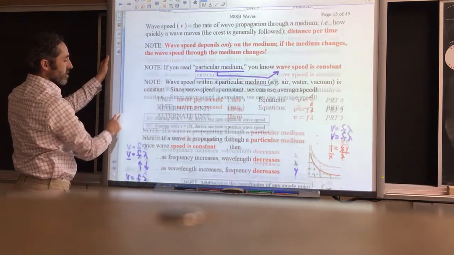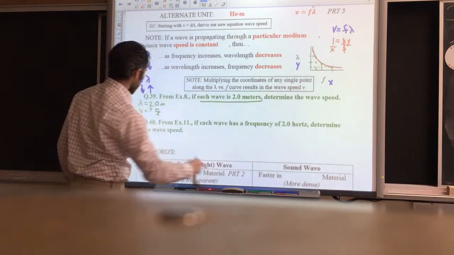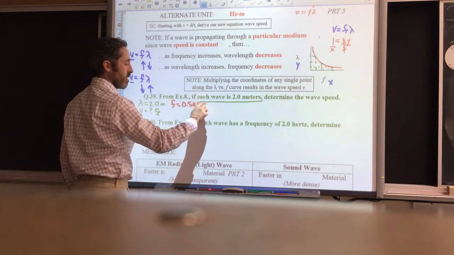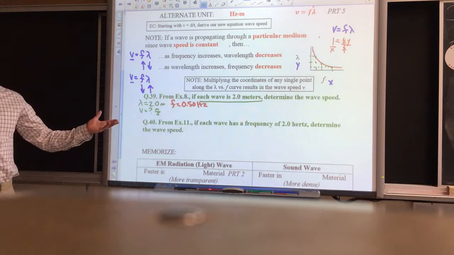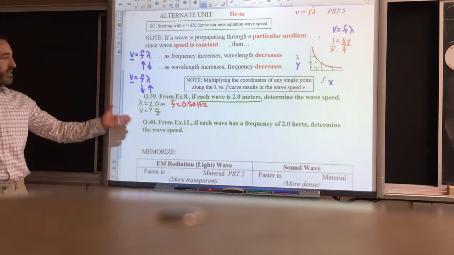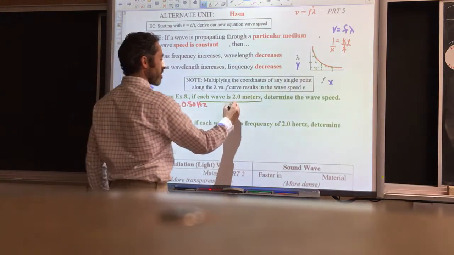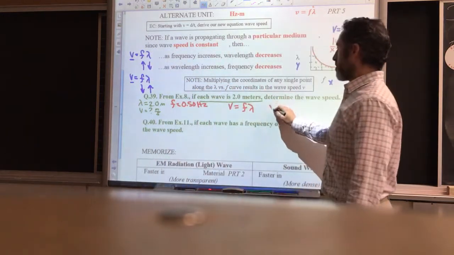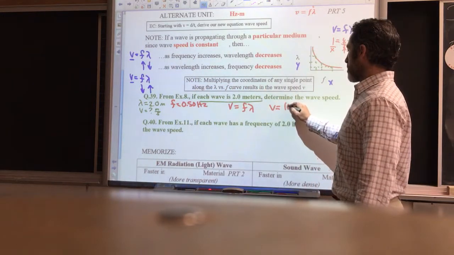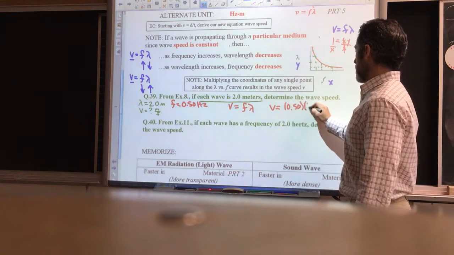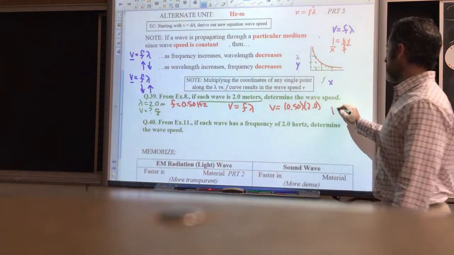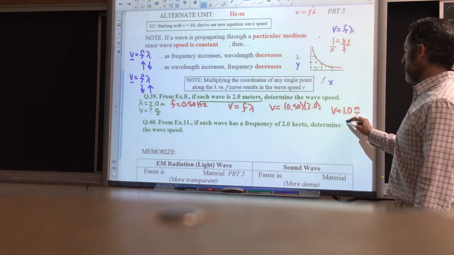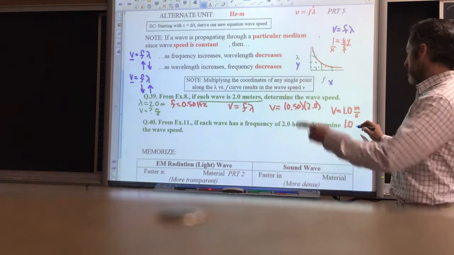They told us the frequency was 0.5, half hertz. And so to show your work on one of these is very easy. Wavelength, speed, frequency. You need an equation. V equals frequency times wavelength. Plug it in. V equals 0.5 times 2. And there it is. The wave speed is 1 meter per second, or 1 hertz meter.